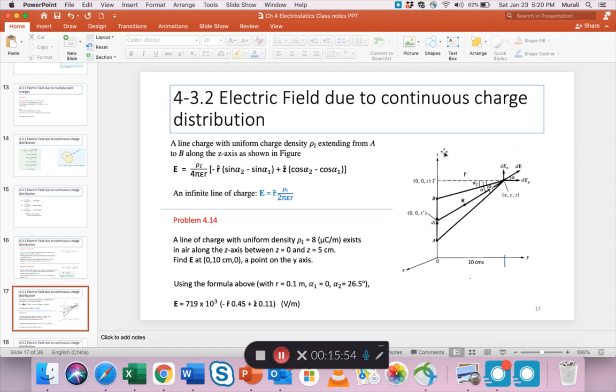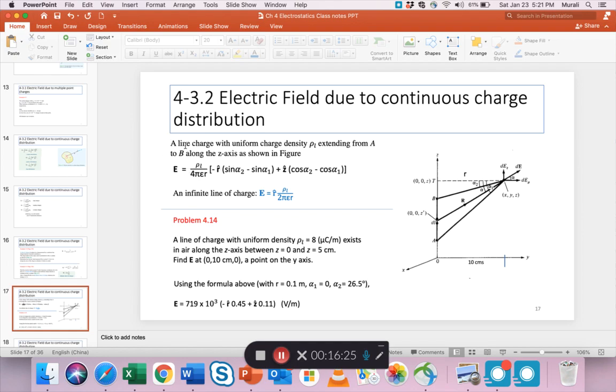So for this line of charge, the formula is for when the line is AB and a certain point is on the z-axis. Our problem 4-14 is also on the z-axis, but in our case the line begins at the origin, whereas here the line begins at point A and goes to point B. For us, the line begins at z equals 0 and goes to z equals 5. But for the general case, this is the formula.